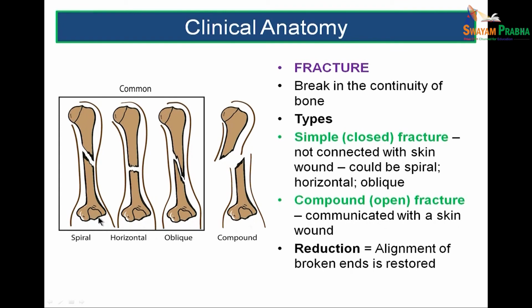Here we have classified fractures. A simple fracture could be classified into spiral, horizontal or oblique. This depends on how the bone breaks. But remember, notice here that the skin shows no wound. If you look at this picture here, this is a compound fracture where the bone has not only broken into two separate pieces, but the skin has also been opened. This is an open type of compound fracture. It's more complicated because it gets infected.